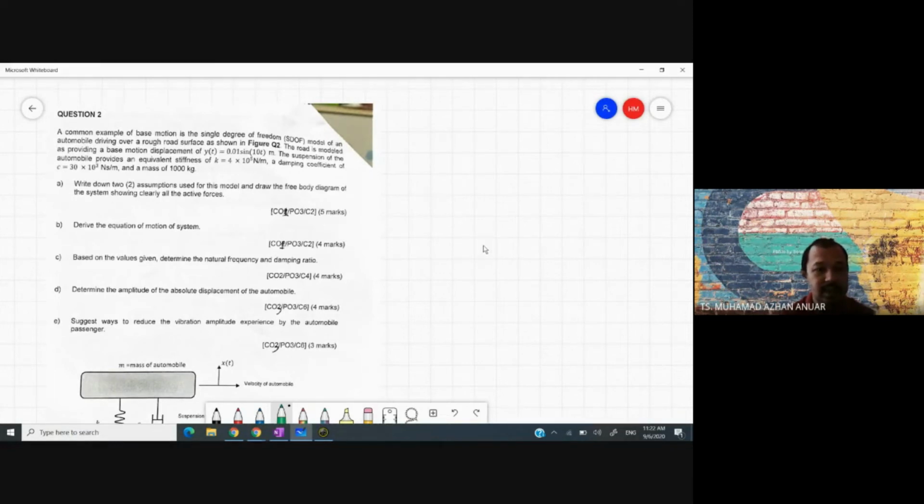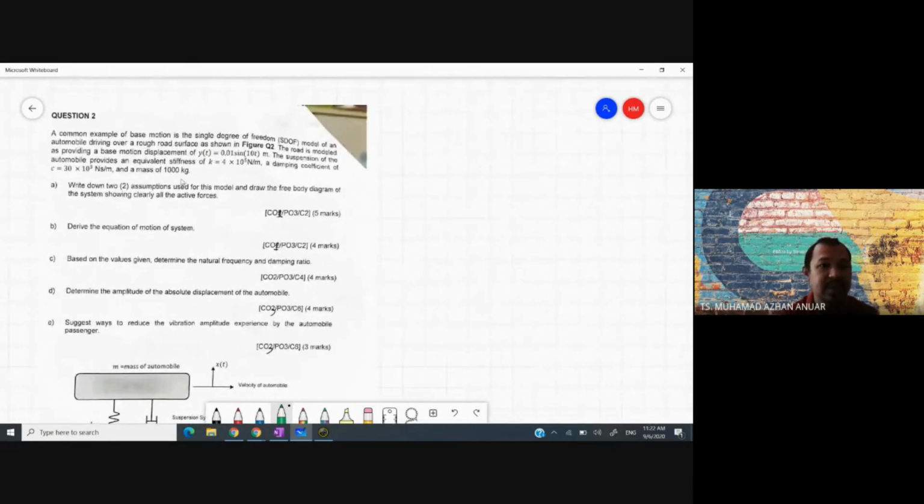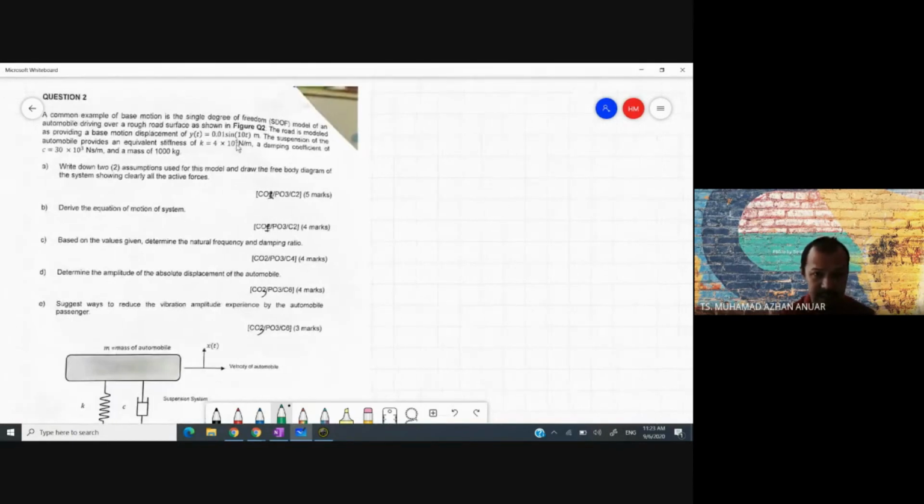Okay, so this is the schematic diagram of the automobile. The road is modeled as providing a base motion, as in the video I uploaded this week about the base motion. The base excitation is given by y(t) equal to 0.01 sin 10t, where the unit is meter and 10 is basically the omega. The suspension of the automobile provides an equivalent stiffness k equal to 4 times 10 to the power of 5, and a damping coefficient c equal to 30 times 10 to the power of 3. The mass of the automobile is 1,000 kilogram.